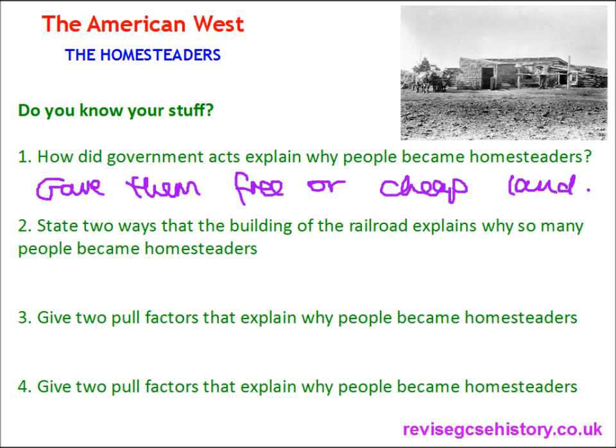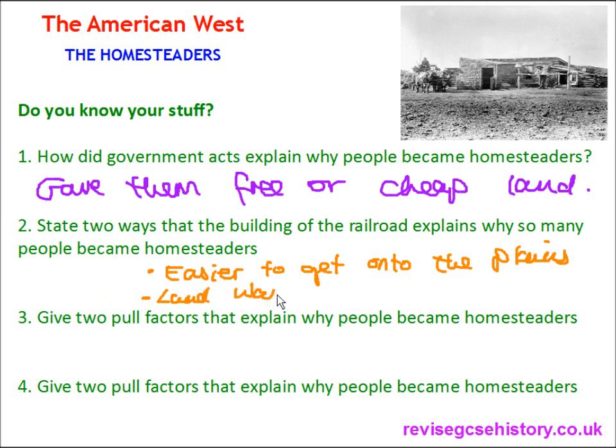Question 2, state 2 ways that the building of the railroad explained why so many people became homesteaders. 2 ways, well, it was easier to get onto the plains when the railroads had been built, and also land was sold cheaply by the railroad companies.